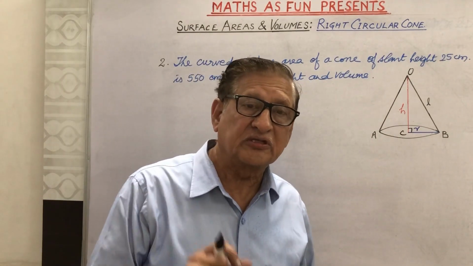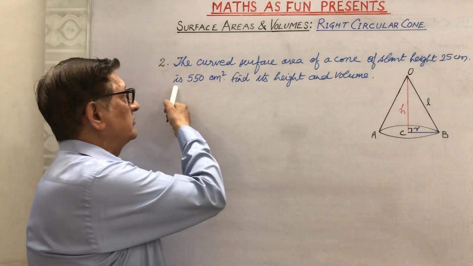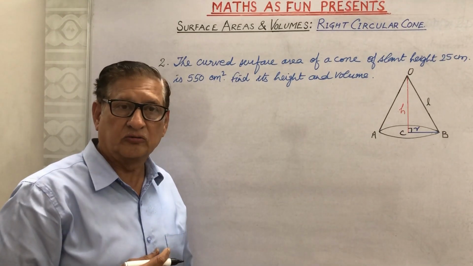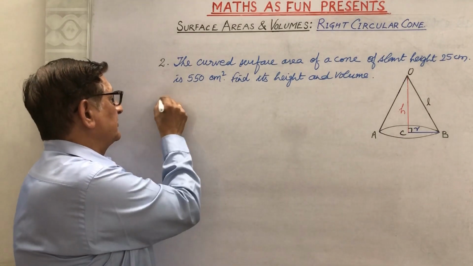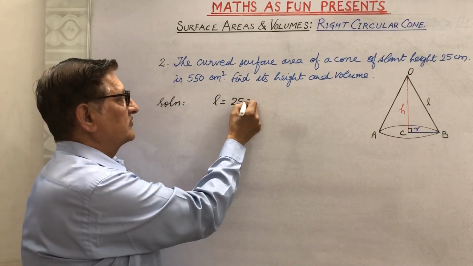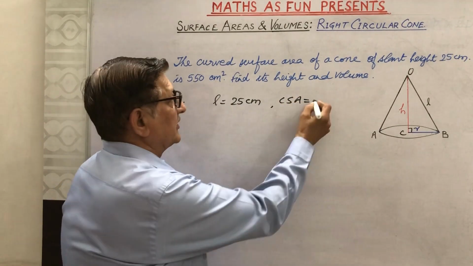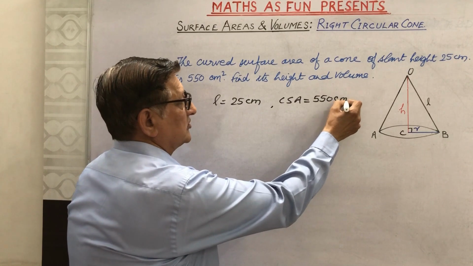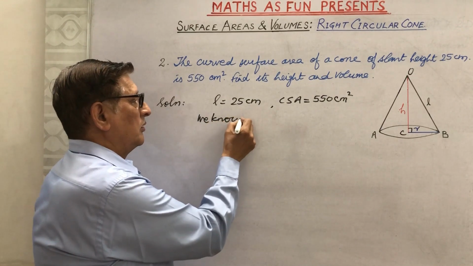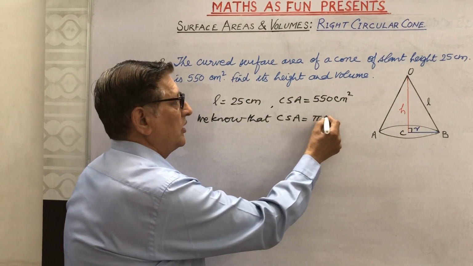The second example we discuss here: the curved surface area of a cone of slant height 25 centimeter is 550 centimeters square. Find its height and the volume. First of all, what is given to us? Given to us is L, the slant height, that is 25 centimeter, and also the curved surface area, that is 550 centimeter square. We know that the curved surface area of a cone is given by π × r × L.